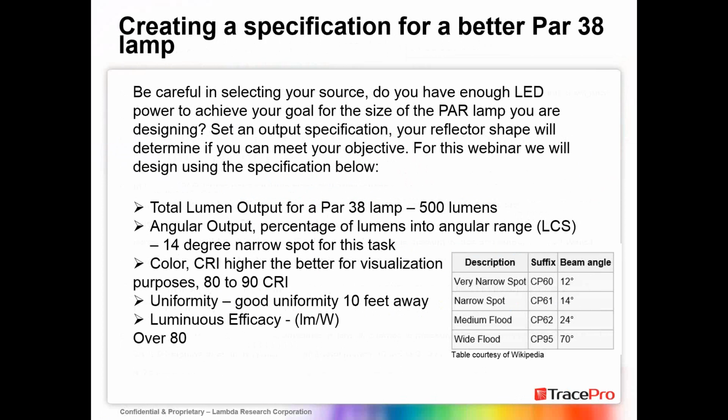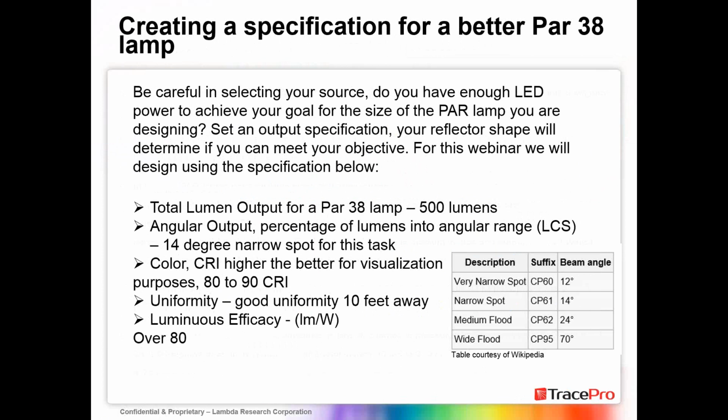So, the first thing we need to do is to create a specification for a better PAR 38 lamp. Be careful in selecting your source. Do you have enough LED power to achieve your goal for the size of the PAR lamp you are designing? First, set an output specification. A reflector shape will determine if you can meet that objective. And for this webinar, we'll design using the specification below.